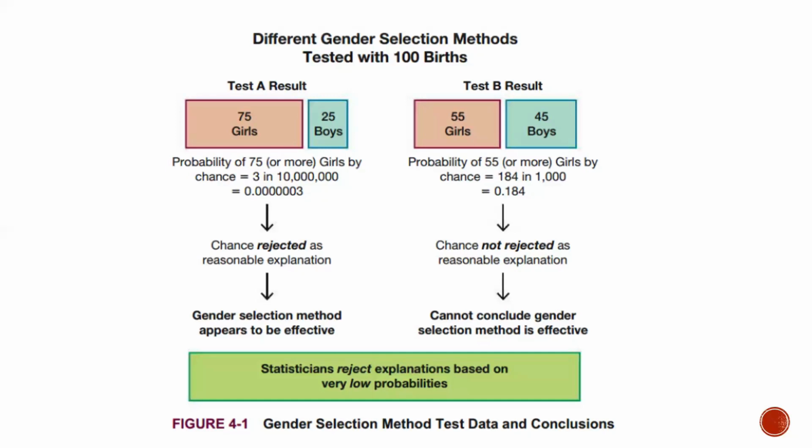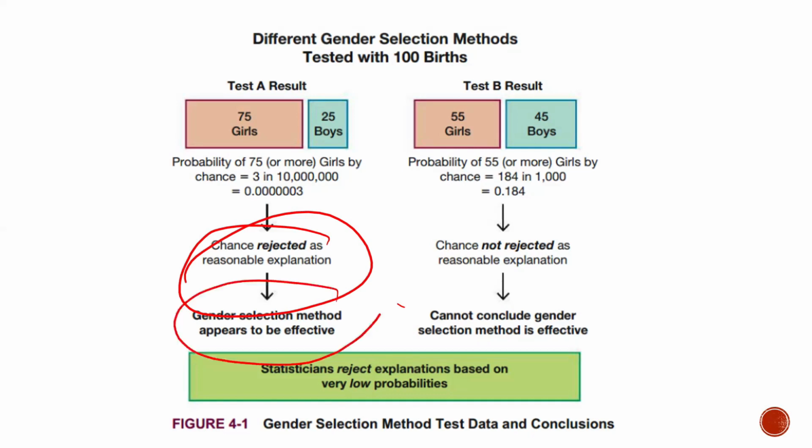You can calculate, and again, I'll teach you how to do this, the probability of getting 75 or more girls. Here's the probability. It's 0.000003. That's so unlikely to be chance, right? The assumption of a 50-50 chance is rejected. So the method appears to be effective.